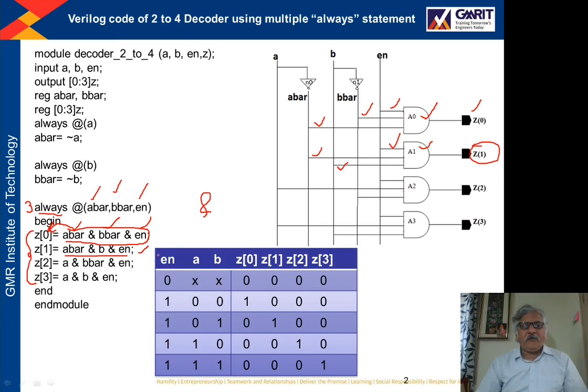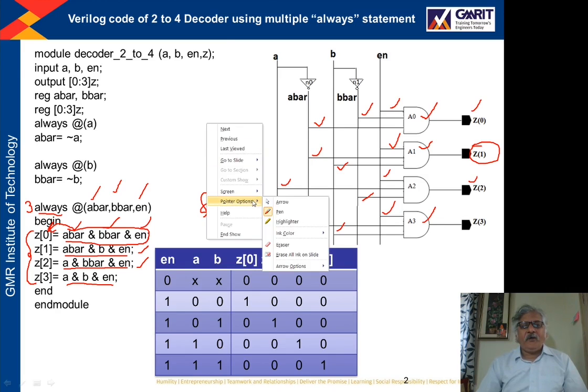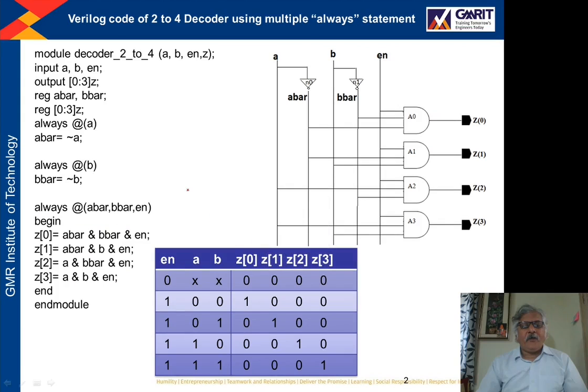And the next statement is for Z2, and for Z2 we require the AND operation between enable En, A, and B bar. So see here, A ampersand B bar ampersand enable. This value will be assigned to Z2, and for Z3, A ampersand B ampersand En. For Z3, this is enable, this is A, and this is B. So the AND operation of these three will give you the value for Z3. So in this way we have written the Verilog module of a decoder by using multiple always blocks.